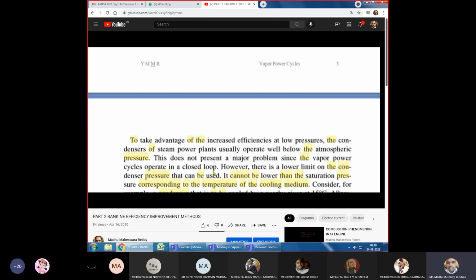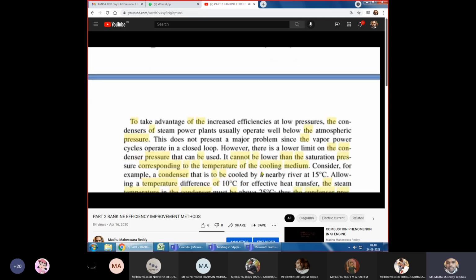However, there is a limit on the condenser pressure that can be used. The pressure at the exit of the turbine should not fall below the saturation pressure of the condensing liquid, the liquid we are using in the condenser. So the pressure of the steam leaving the turbine should not fall below the saturation pressure of the liquid we are using for the condensation purpose.